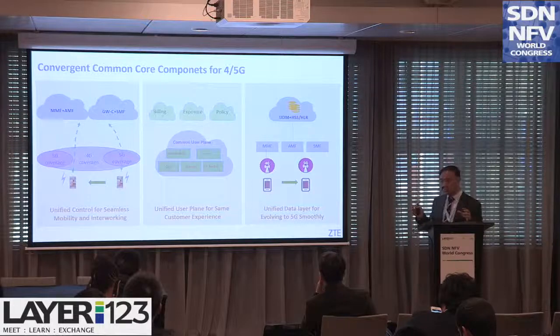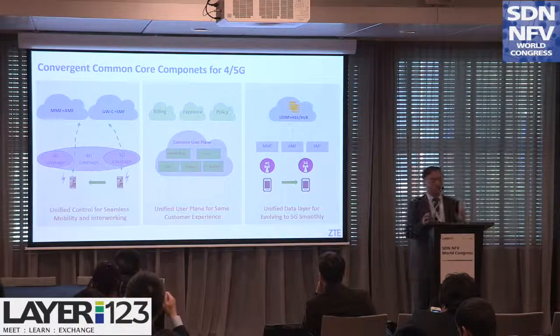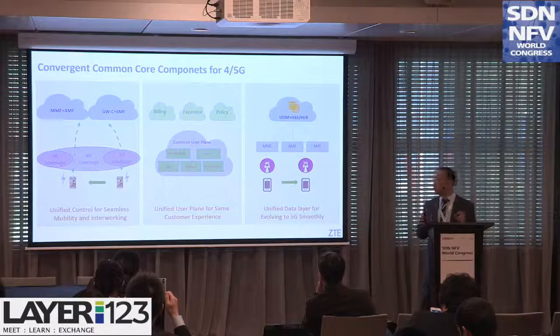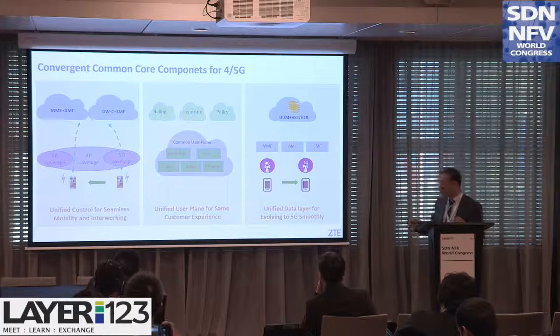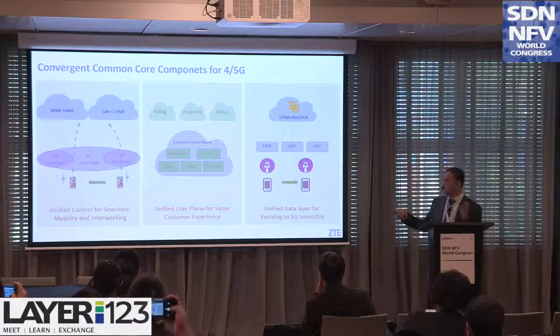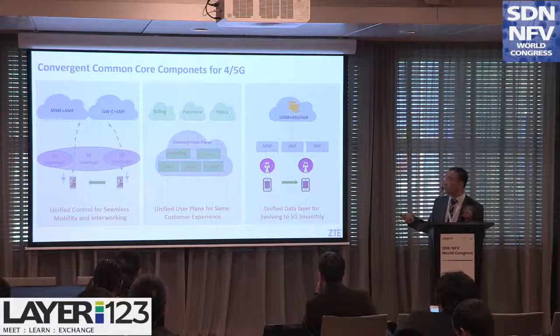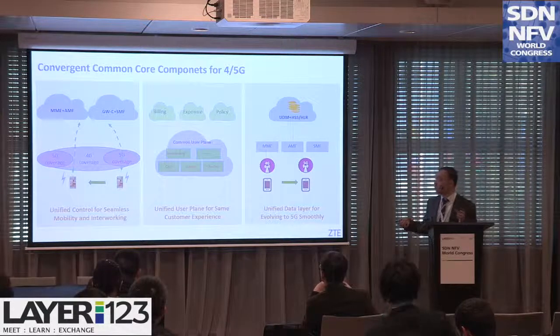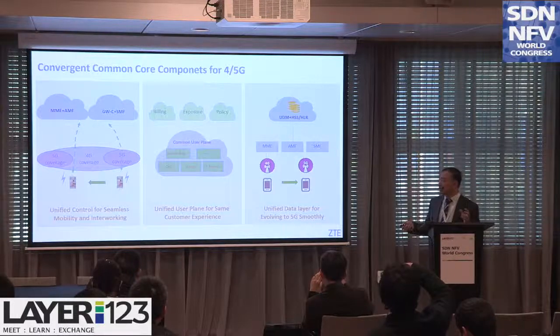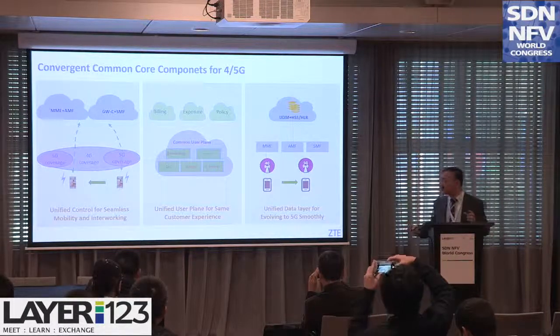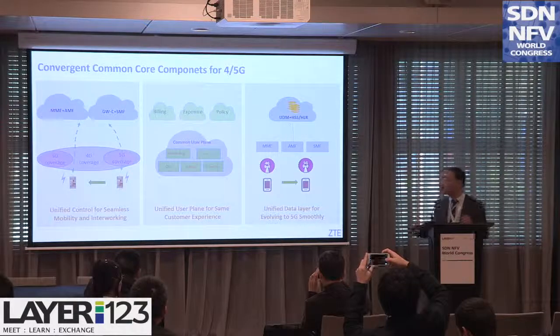Well, let's come to what's the benefit if we make the convergent network functions in this 5G architecture. The first scenario is about the control plane. If the MME and AMF are converged in one network function, and the gateway control and SMF are converged in one network function, then when the user equipment hands over from the 5G coverage to the 4G coverage, the unified control can provide seamless mobility and interworking. Okay, this is one scenario.